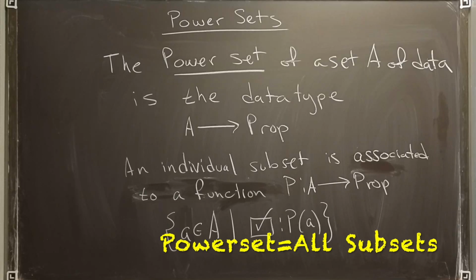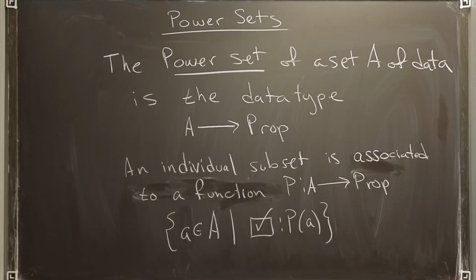So here's the takeaway. The power set of a set is just a new type of data. It's a new data type. It is all the functions from A to a property. An individual subset is associated to one specific function, P from A to Prop, where we simply think of the data as all the a's which have a filled-in checkbox for P of a. We might have to wait some time to discover if a checkbox is checked off or not. That's the struggle of computation everywhere.